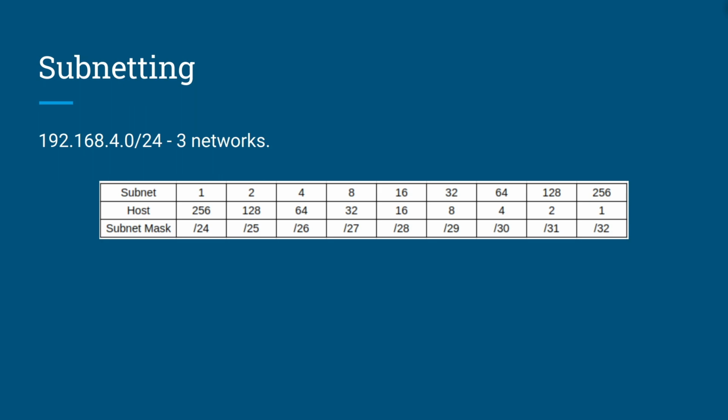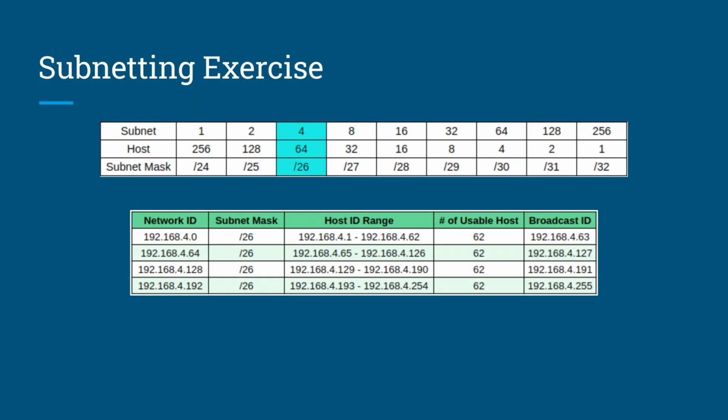Our client asks us to create 3 networks, and the network ID is 192.168.4.0/24. Thanks to this table, we will be able to create them. Remember, we need to create 3 separate networks. In the subnet row, we have either 2 or 4, but not 3. Since we need at least 3 networks, we will have to use the column containing 4 subnets. With 4 subnets, we can have 64 hosts, and our subnet mask is going to be a /26. With this information alone, we can create our network.